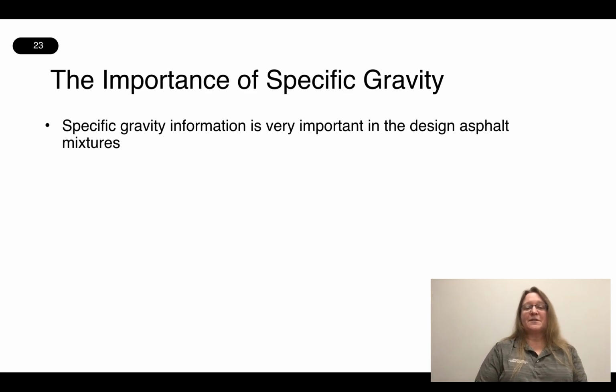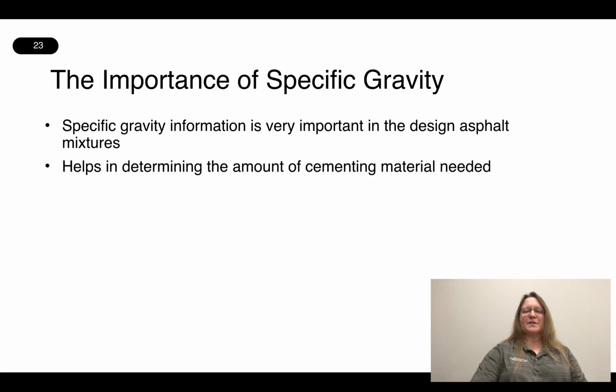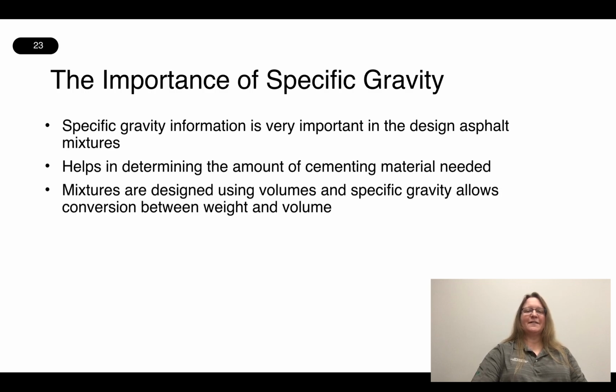So specific gravity can be really important in terms of asphalt mixtures, because it affects how much cementing material is needed, and mixtures are designed using volumes, and specific gravities allow for the conversion between weight and volume.